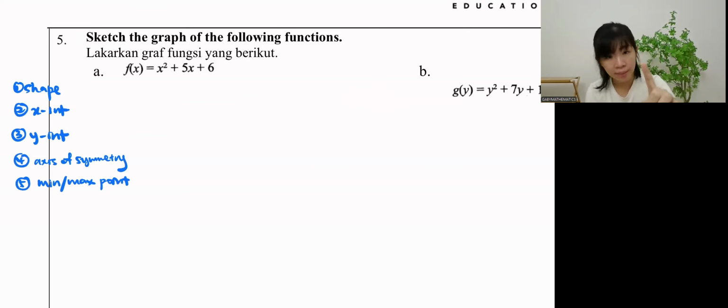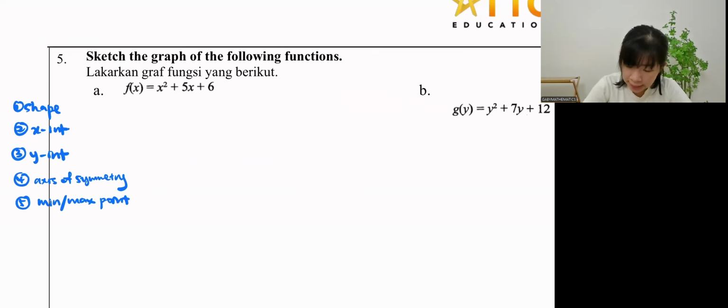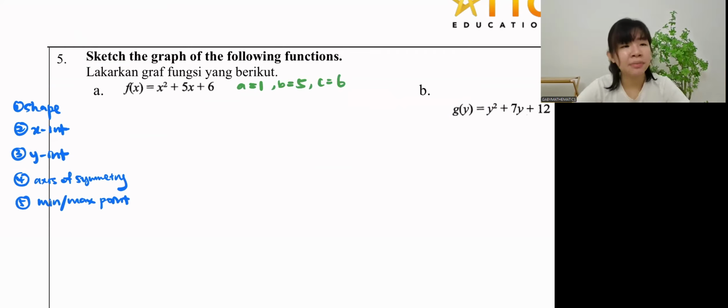Okay, so we do question number 1. State the ABC. A is 1, B is 5, C is 6. Okay, what is the shape? Guys, a happy face or a sad face? What decides the shape? It is the A. If A is positive, you will get a happy face. If A is a negative value, you will get a sad face. So A is positive 1, a happy face.